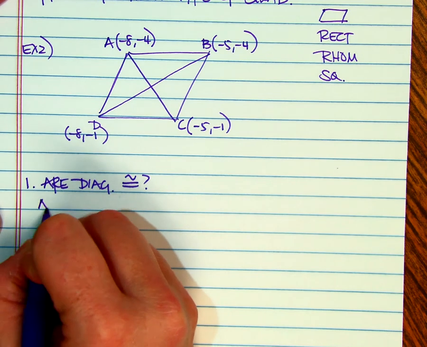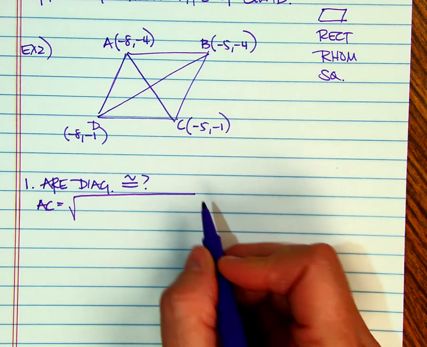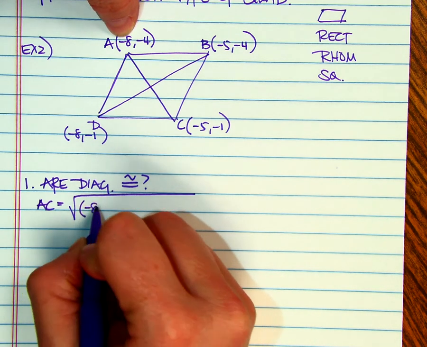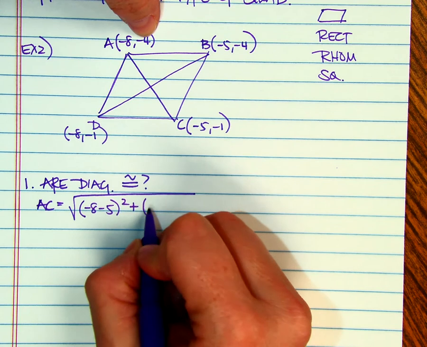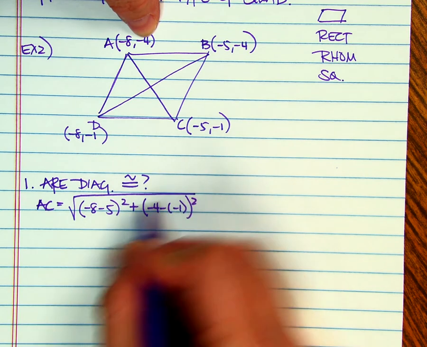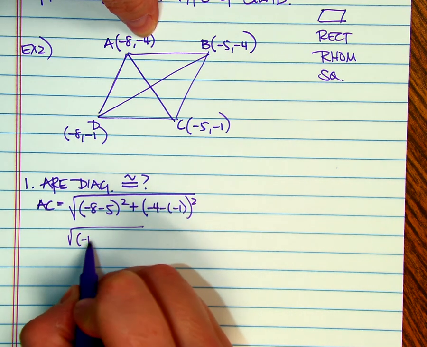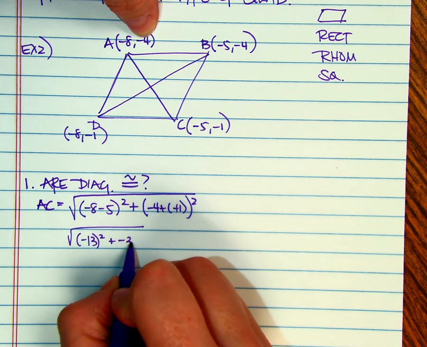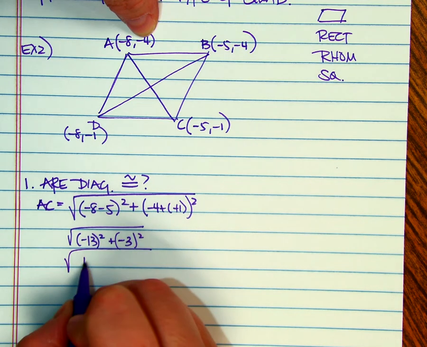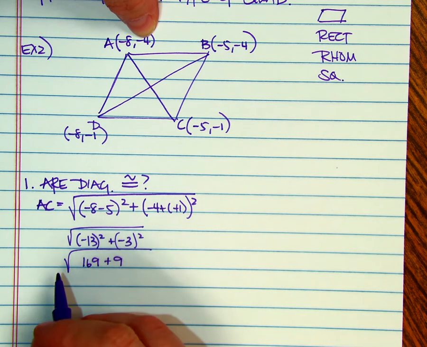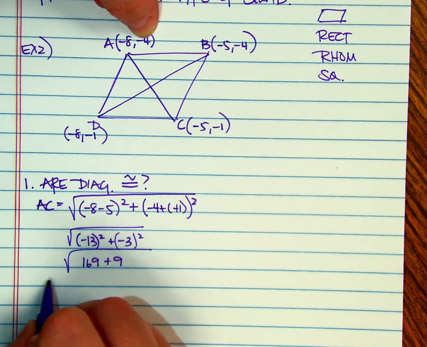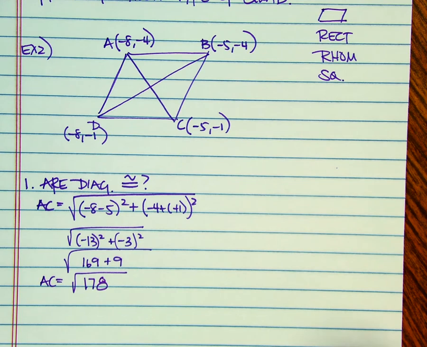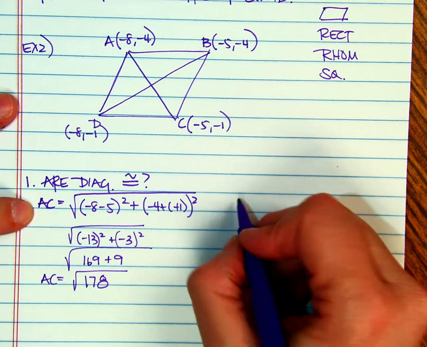So, AC, square root of. Again, you might want to pause this here and make sure that our work actually matches. If I clean this up, I get -13 squared plus positive gives me -3 squared. I get 169 plus 9 gives me the square root of AC equals the square root of 178. Okay, that's one diagonal. Let's do BD.